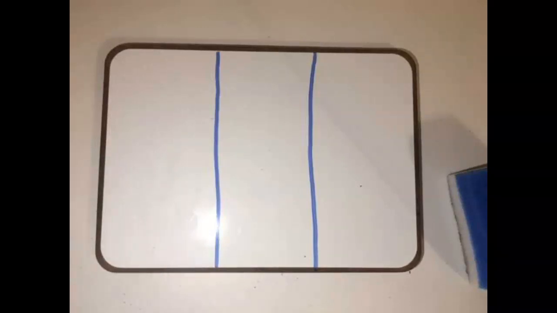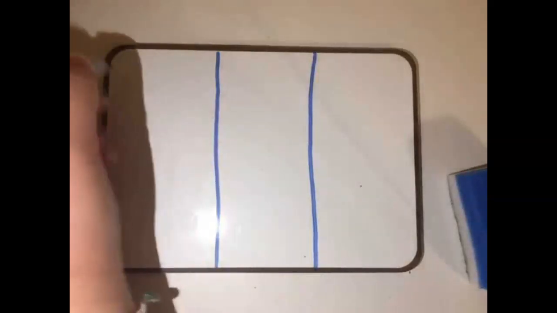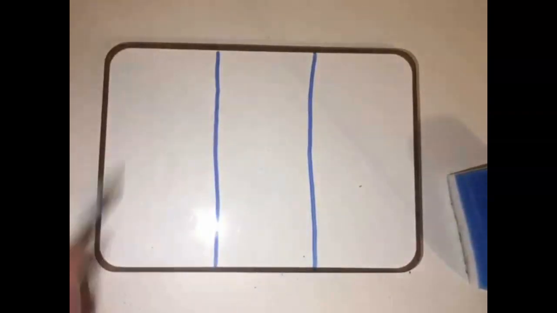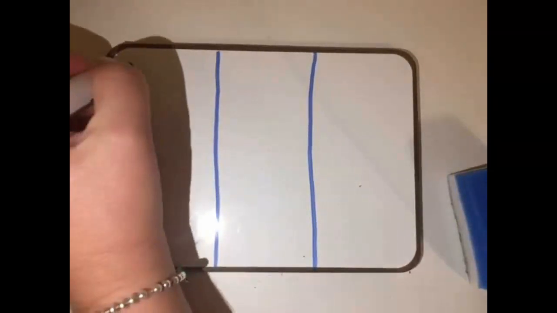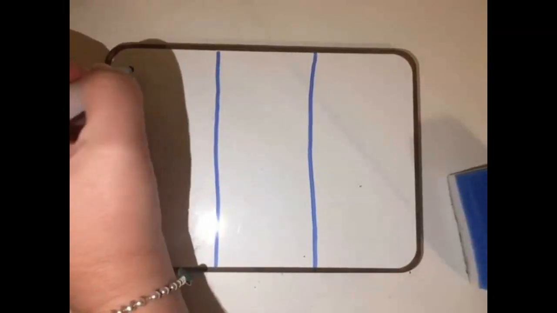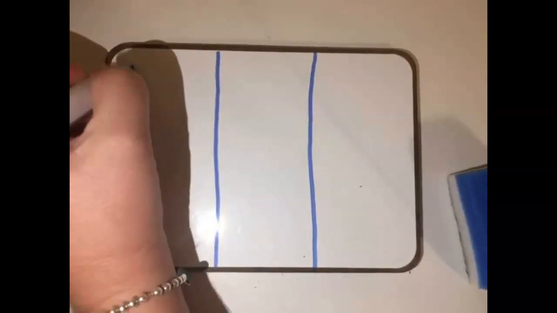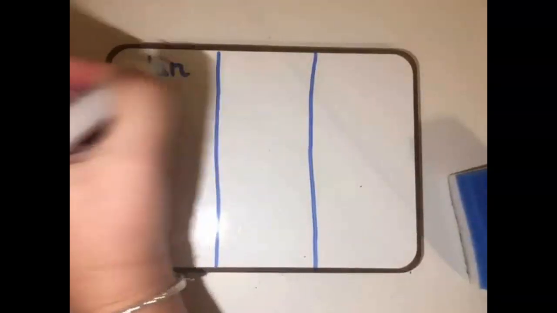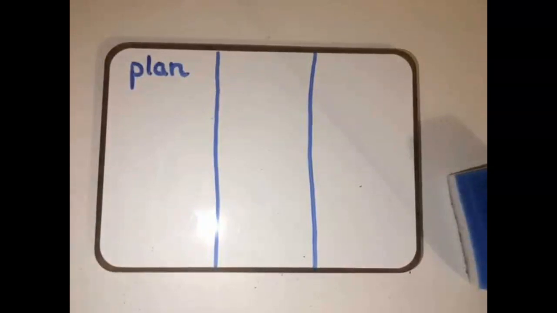Remember that you can pause at any time. If I'm going a little too fast for you, just pause it, and then you can unpause it when you need to, okay? So in this section up at the top, we're going to write several words, so make sure you're leaving enough space to write several things, okay? But up here at the top, we're going to write the word plan. I plan to go to the park. Plan. Okay, so go ahead and write the word plan in the first section at the top.